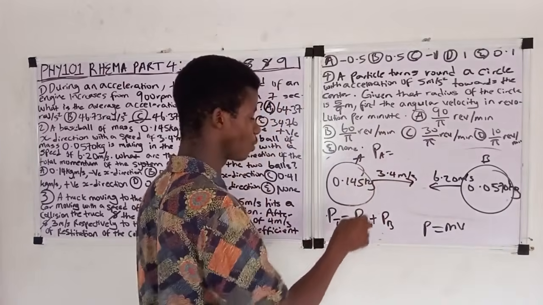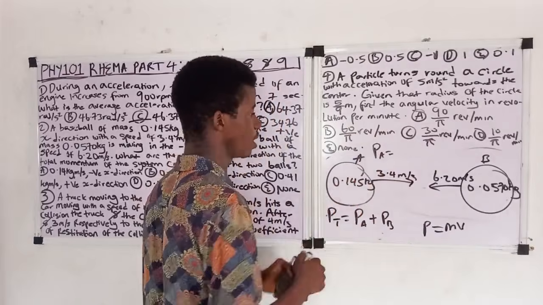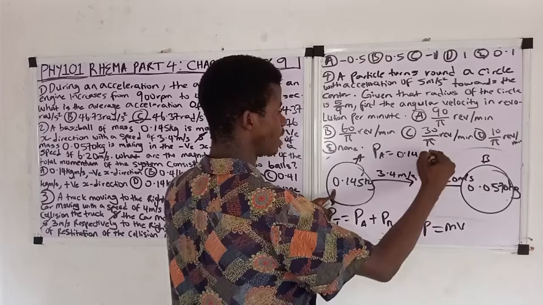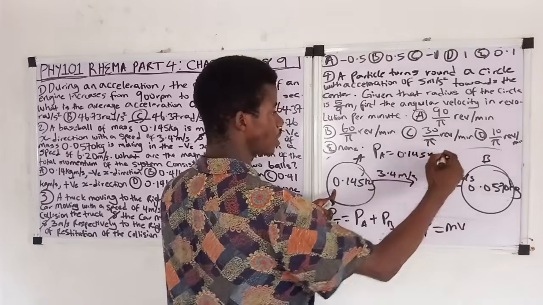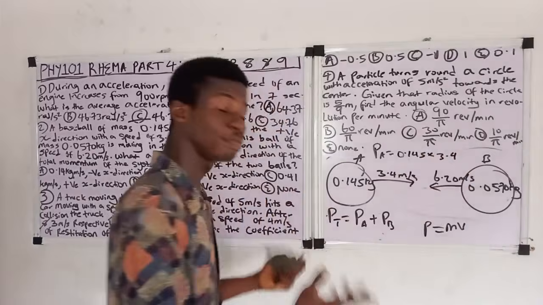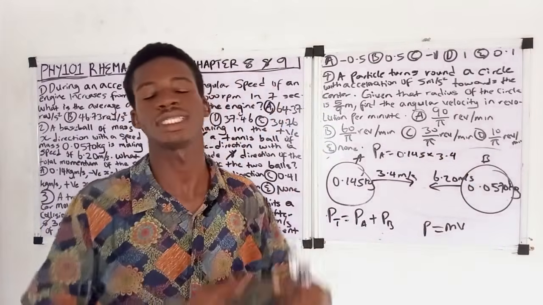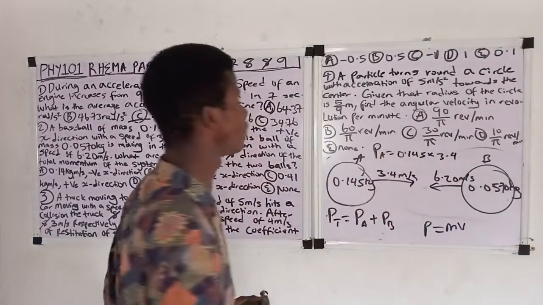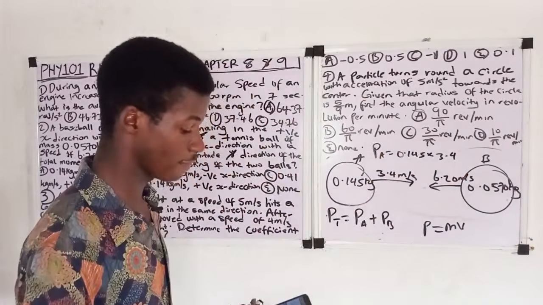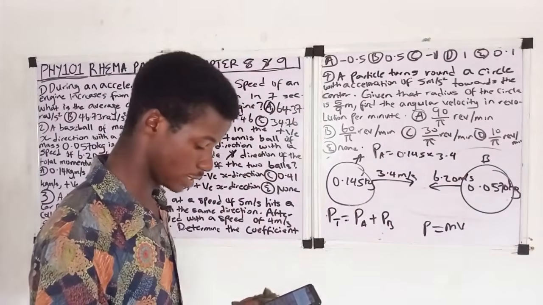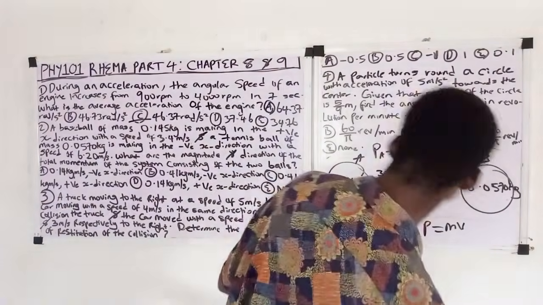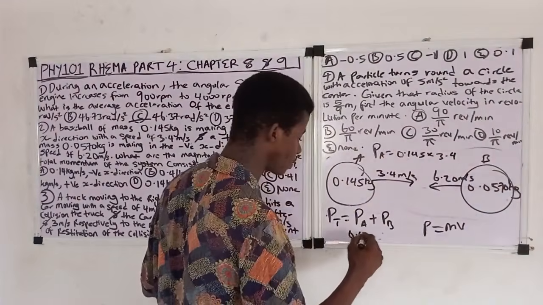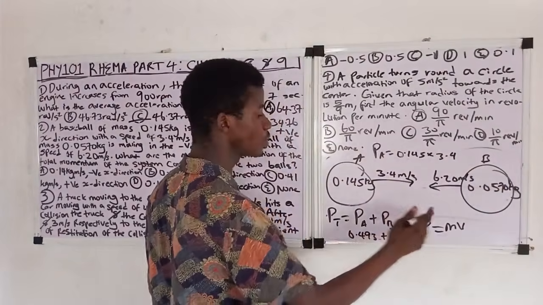Yes. So now let's look for the momentum of body A. What is the mass of body A? 0.145, then times the velocity. The velocity is 3.4, right? The velocity is positive because it's going in the positive x direction. So let's multiply it: 0.145 times 3.4. So the momentum of this body is 0.493.